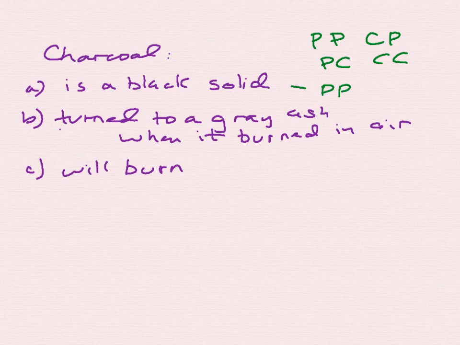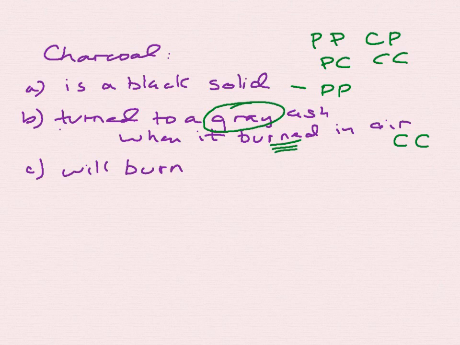Turned into a gray ash when it burned in air. That implied a change because it changed in color. It turned. And there was an indication clearly of from black to gray. Burning. Those are all indicators of a chemical change. Not reversible.